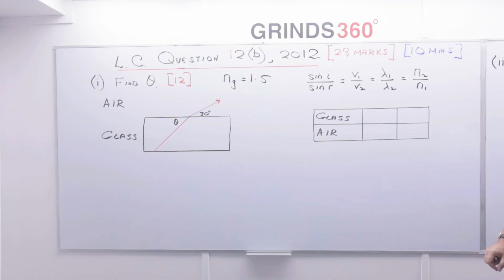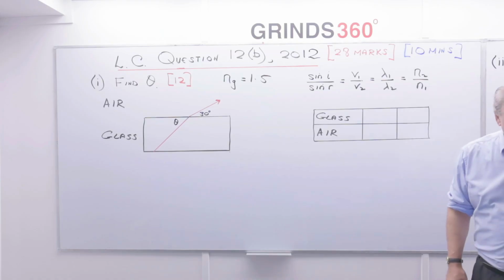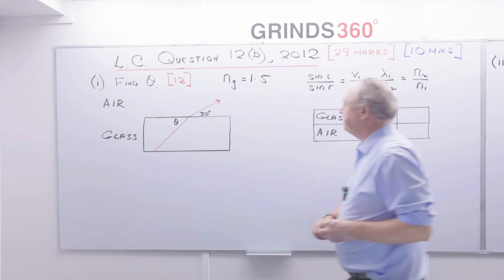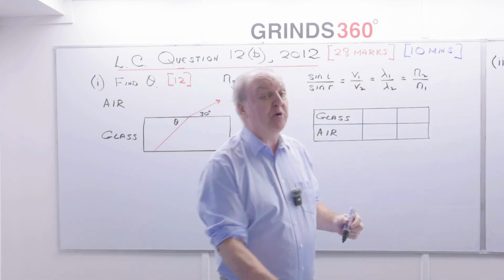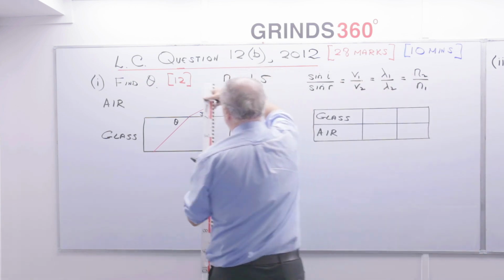In part 1, they're telling me if the refractive index of the glass is 1.5, calculate the value of theta. Okay, so let's have a look at this in detail. It's not a hard question, but you just need to be a little bit careful. So, first thing I'll do is I'll put my normal in. So there's my normal.